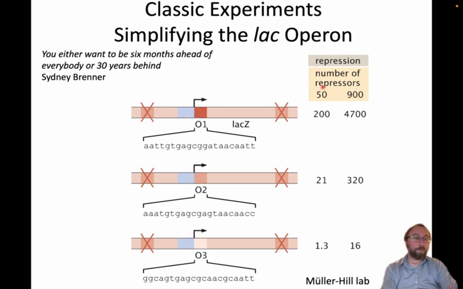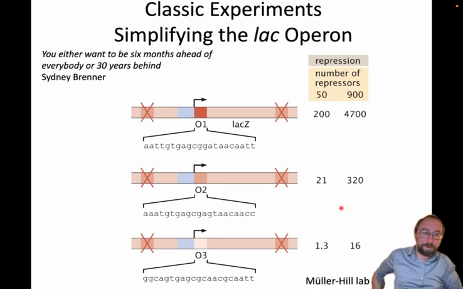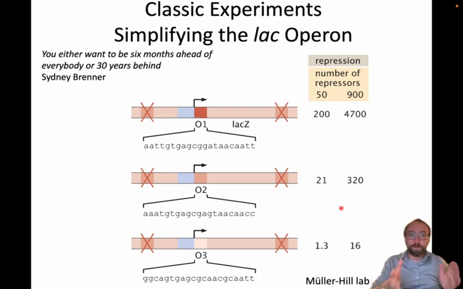That you can measure the repression as a function of different numbers of repressors, and that repression is quantifiable. So, I was once at a talk by Sydney Brenner, and one of the things he said is, you either want to be 6 months ahead of everybody or 30 years behind. And we were definitely in the mode of being 30 years behind everybody, because basically what we said is, let's revisit these experiments and let's try to contrast them with a theoretical model.